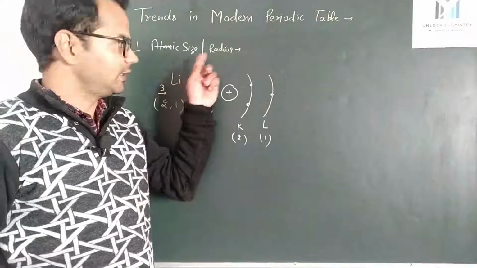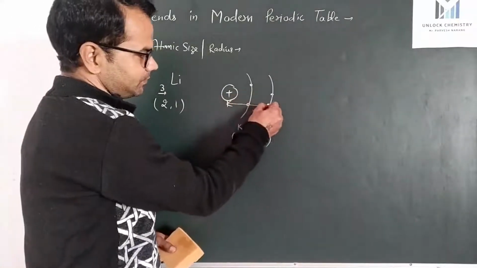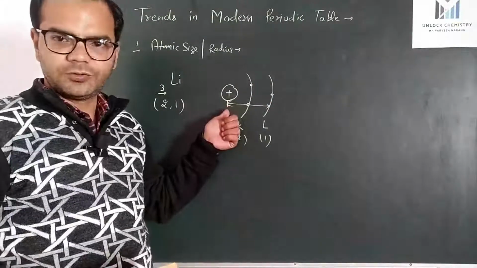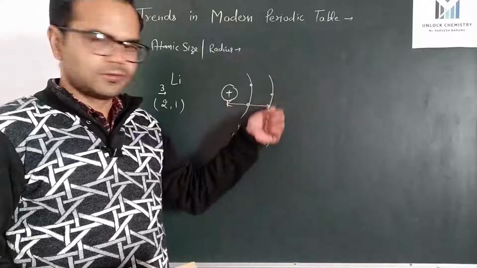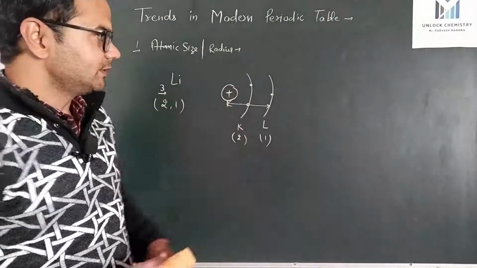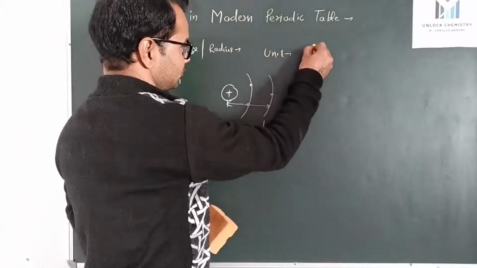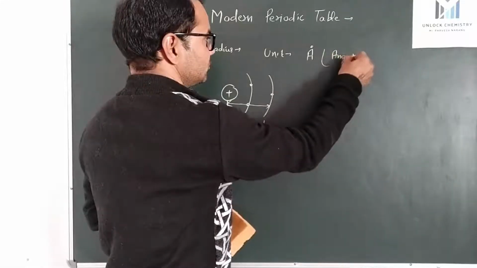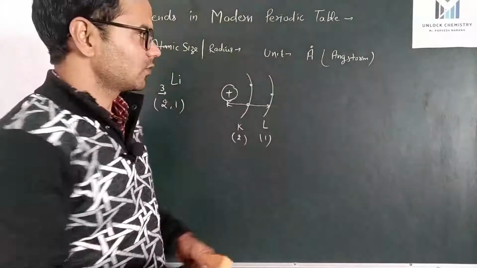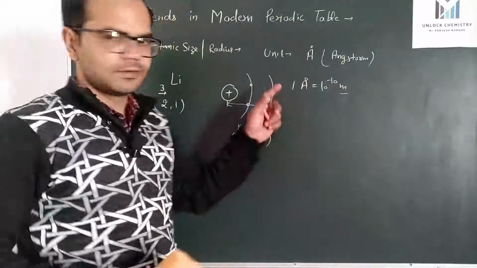So this atomic size or radius refers to the distance from the center of nucleus to the outermost electron. Distance from the center of nucleus to the electron present in outermost shell, that is called atomic radius or atomic size, and it is measured in unit angstrom, and 1 angstrom equal to 10 raised to power minus 10 meter.